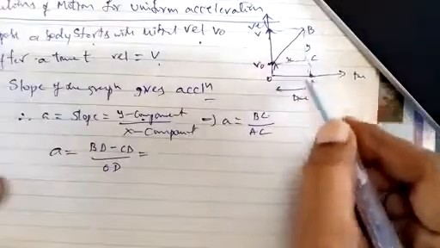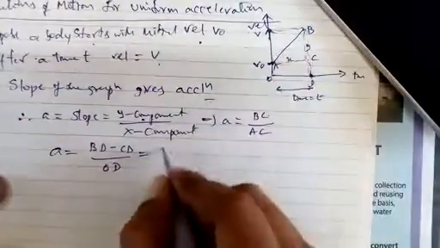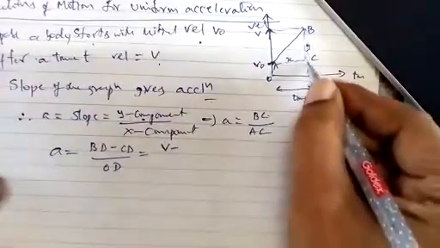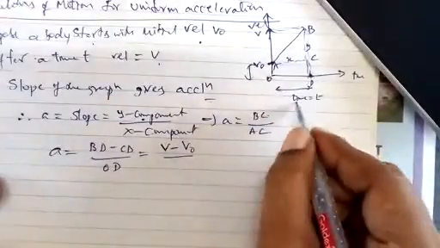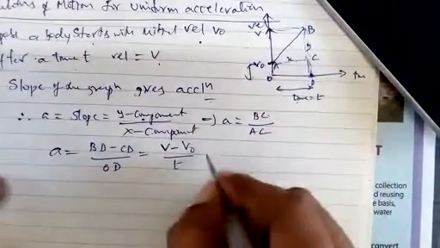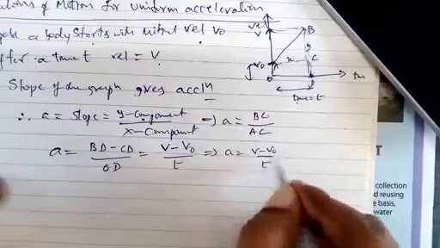What is the value of this BD? BD is this total height. This total height is V, that is why V. And CD means this much length here, V0. So V0 upon this OD, which is nothing but time T. Therefore we have a is equal to V minus V0 by T.